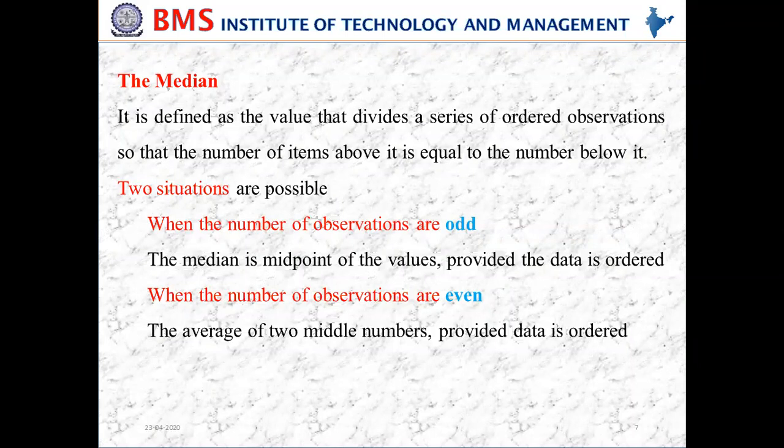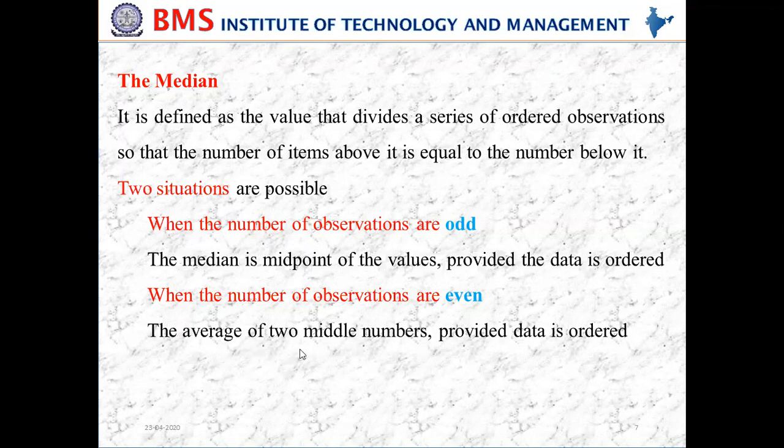Now suppose the number of observations is even. If the number of observations is even, then we take the average of the two middle numbers, provided the data is ordered. Say, for example, you have 6 observations: 1, 2, 3, 4, 5, 6. Here the third term and the fourth term average will give the middle value. That is nothing but the median value.